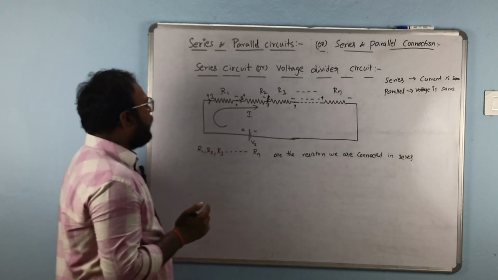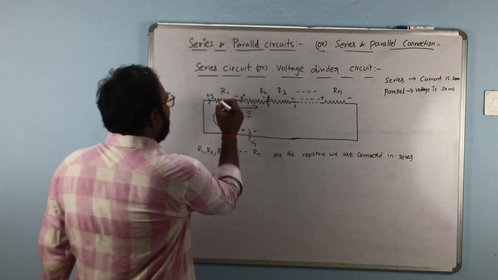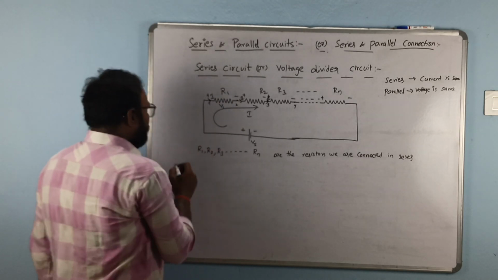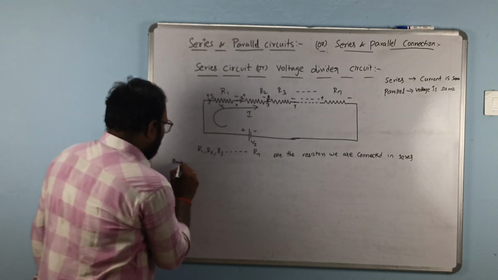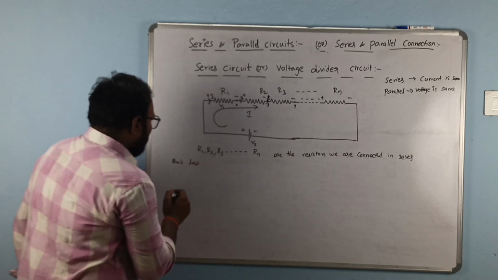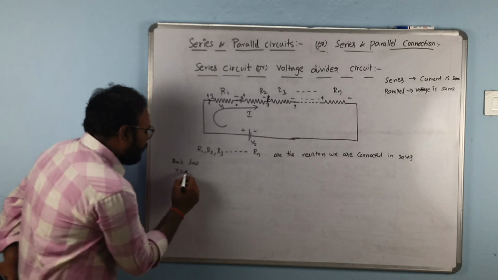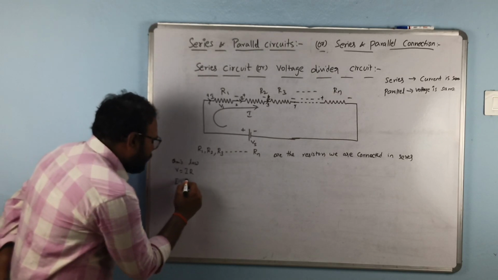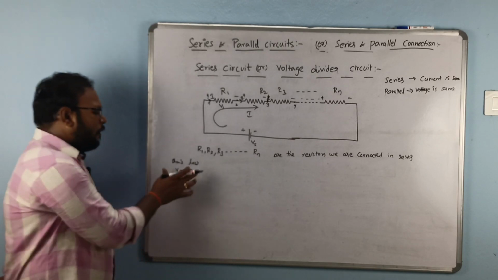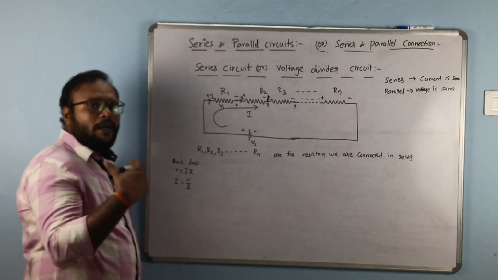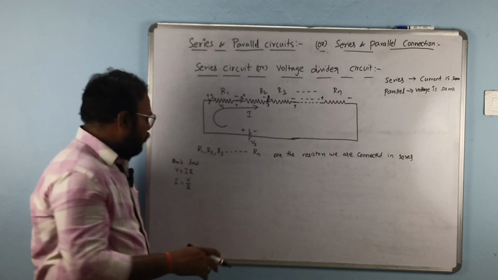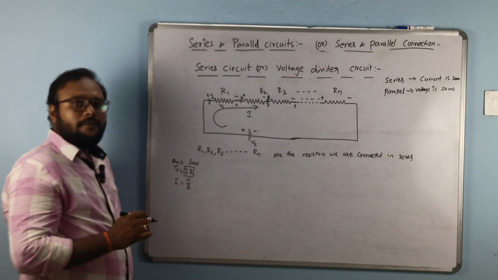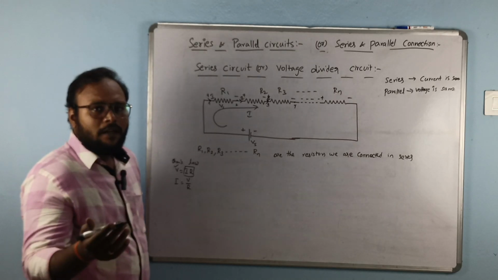Now see what happens according to this. The voltage across R1 is I into R1, by Ohm's law. What is Ohm's law? If you want to write the voltage equation, V equals IR. If you want the current equation, I equals V by R. These are the only two things. If you want to write an equation in voltage, you can write either IR or V when it is Kirchhoff's voltage law.